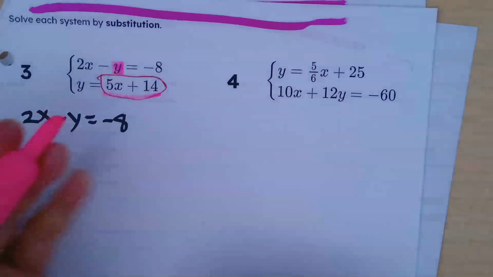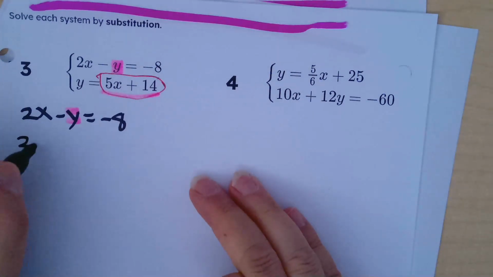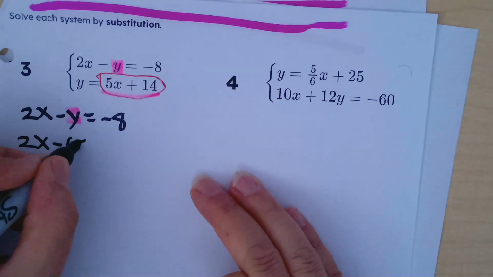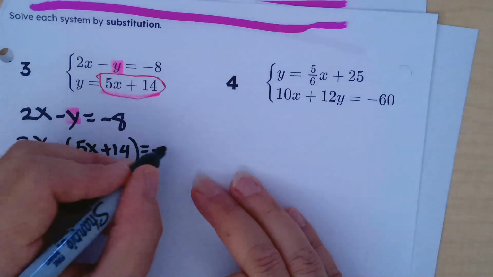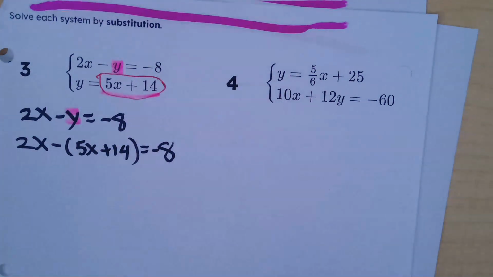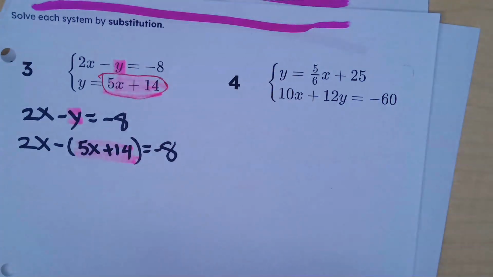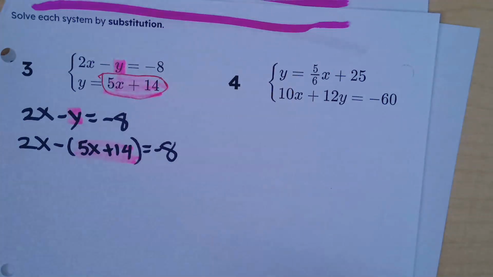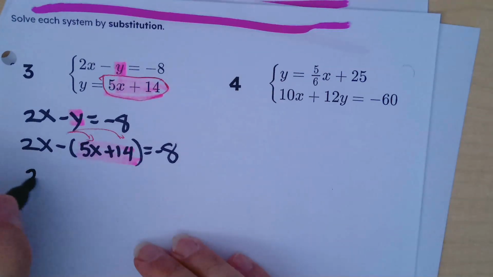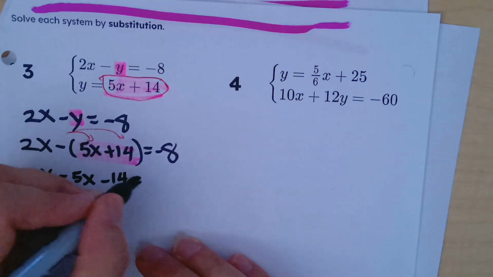Okay, and then instead of y, I'm going to write 2x minus 5x plus 14 equals negative 8. Like I said, instead of writing y, I just wrote this thing here, because y is equal to the pink thing. Okay, distributive property with the negative sign. Then I get 2x minus 5x minus 14 equals negative 8.